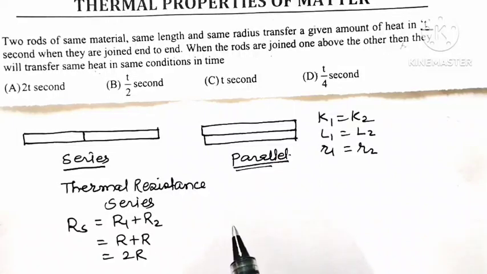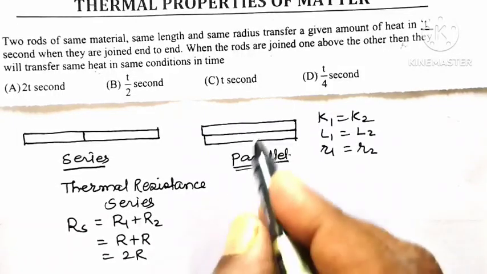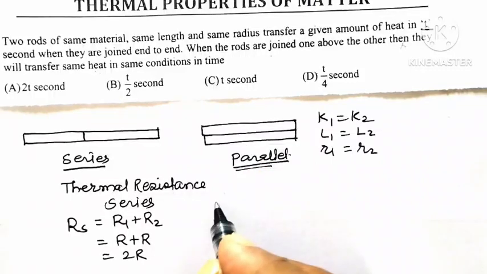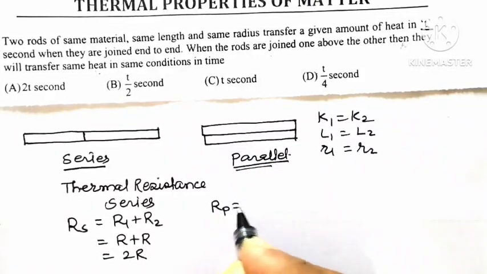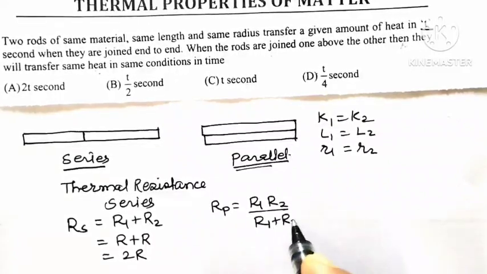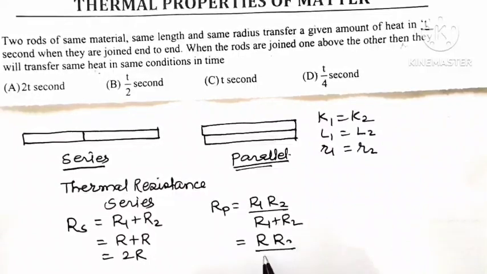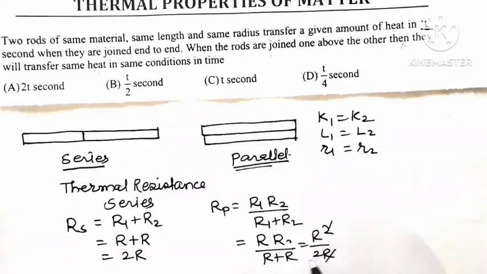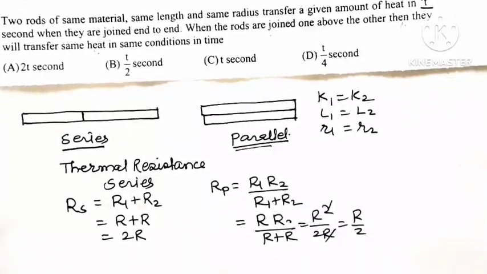When the two rods are connected in parallel, their thermal resistance Rp is equal to R1 into R2 divided by R1 plus R2, the same formula we use in case of resistance. Here R1 is equal to R2 is equal to R. So R into R upon R plus R is R square divided by 2R. This R gets cancelled, so this is equal to R by 2.